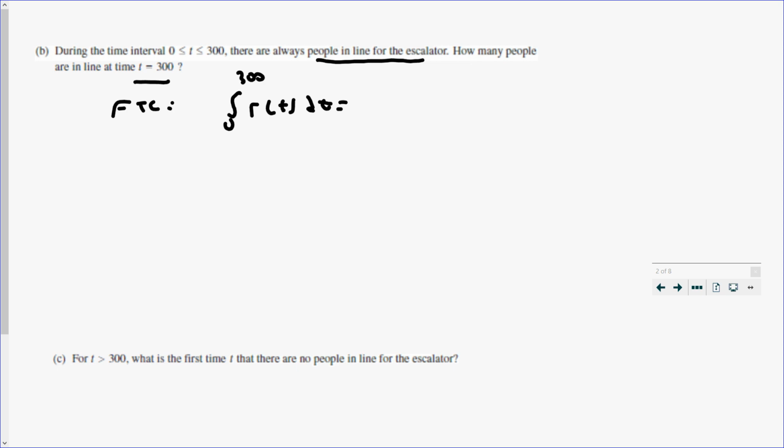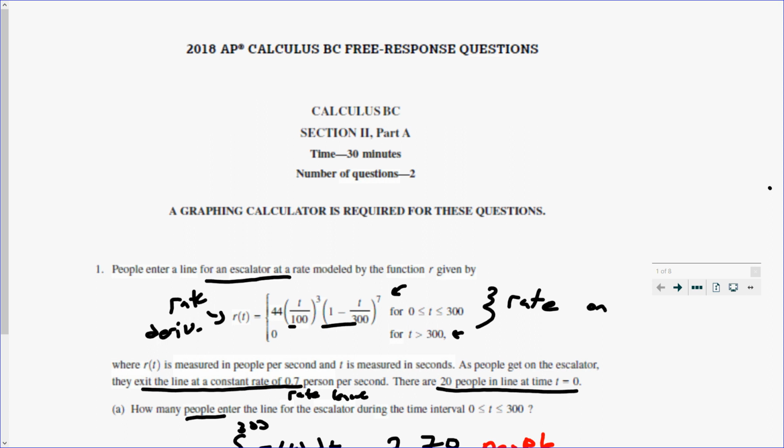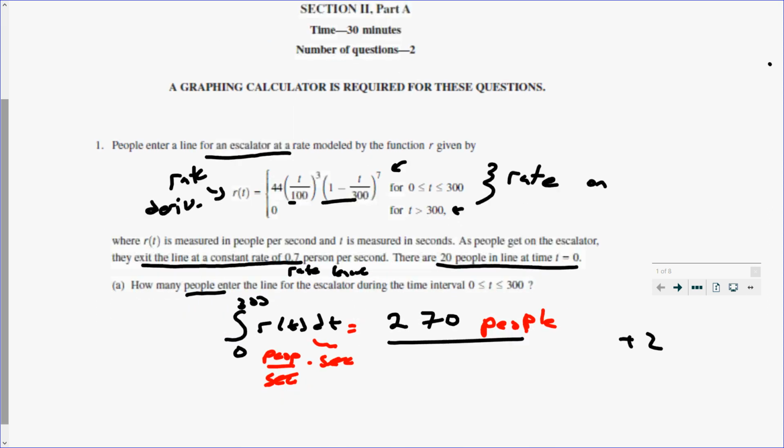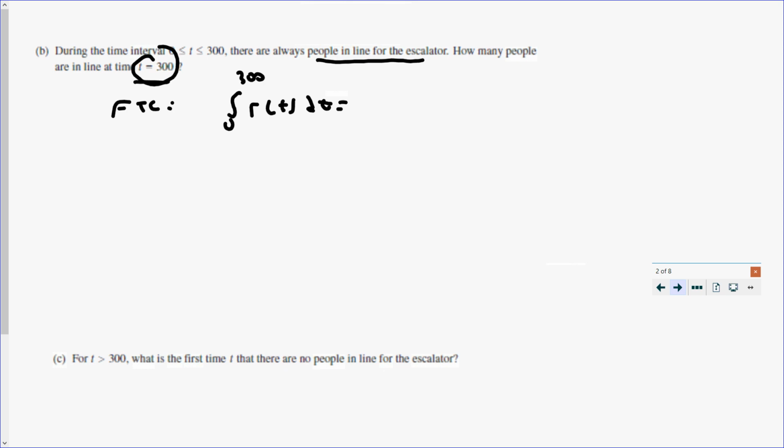I want to know how many people are in line at the beginning. Now for part A, we were asked how many people entered the line for those 300 seconds. So there are 270 people that entered the line during that time frame. We want to know how many were there at 300 seconds for part B.